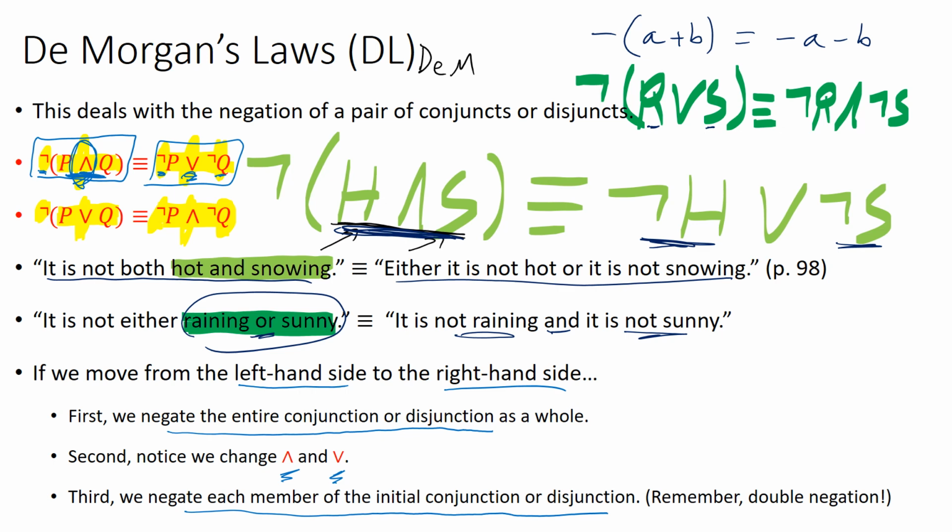And also, we may have to do some double negation in practice. When it comes to De Morgan's law, understand why this statement is identical with this statement. Don't just memorize those symbols blindly, but really understand them.